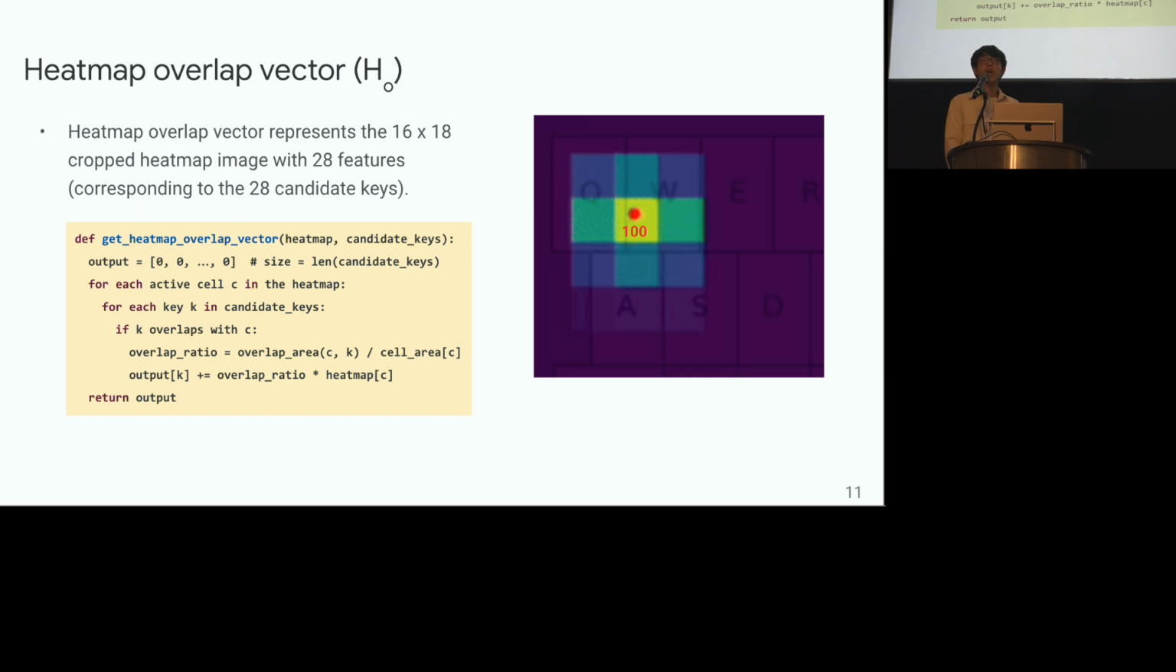For example, if we look at the brightest cell on the right-hand side, assume that it has an intensity value of 100, and 70% of the area of this cell overlaps with the key W, while the other 30% overlaps with the key Q. So we distribute 100 here: 70 to W and 30 to Q. And we do the same for all the active cells in the heat map image. Then we will get the heat map overlap vector.